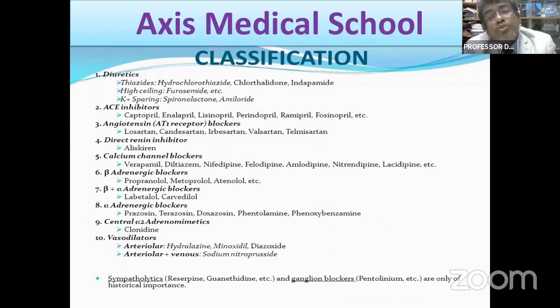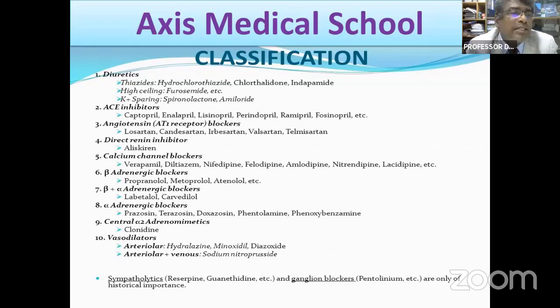So what are the other groups of drugs? There are the beta blockers, the centrally acting antihypertensive drugs, the alpha blockers, and some direct vasodilators. Among diuretics, there are thiazide diuretics, loop diuretics, also called high ceiling diuretics, and potassium sparing diuretics like spironolactone and amiloride.